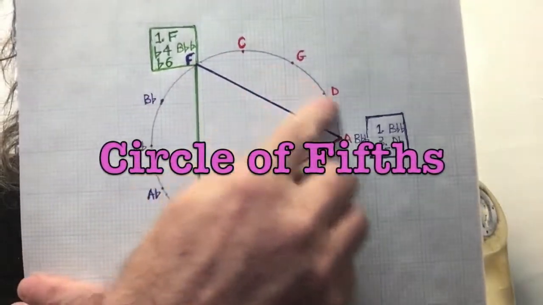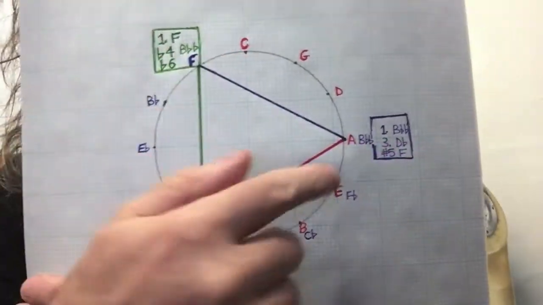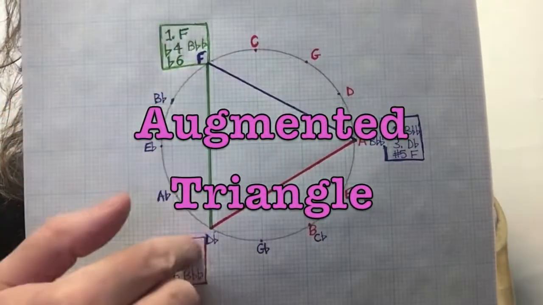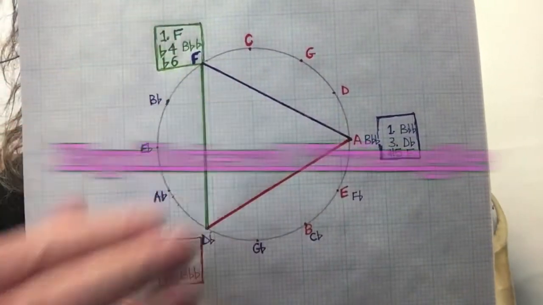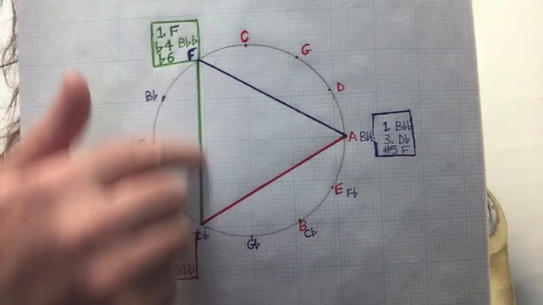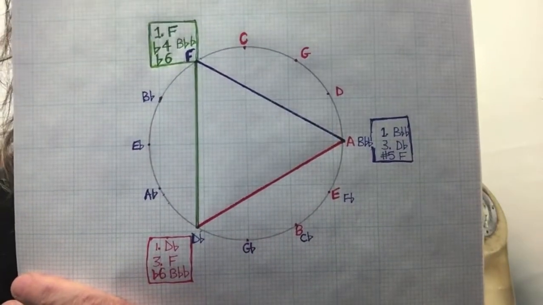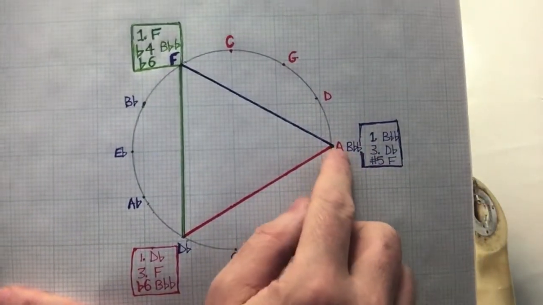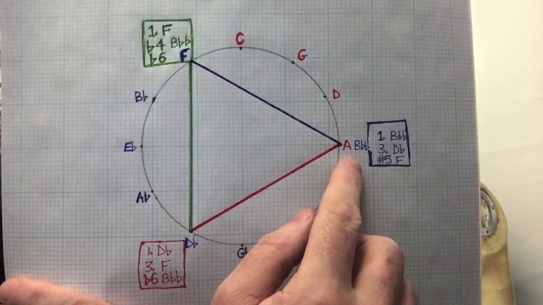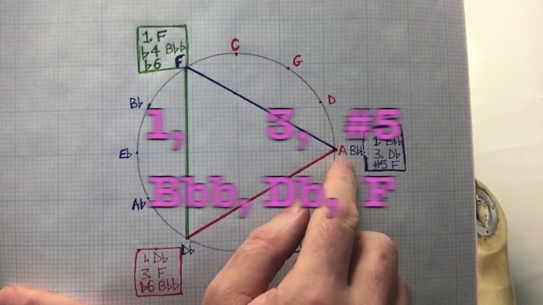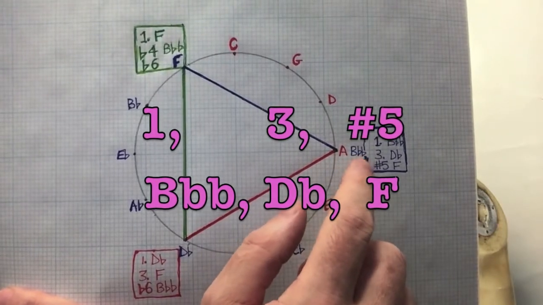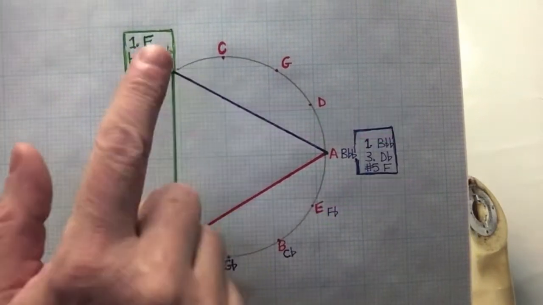Okay guys, so we've got the circle of fifths again, like before. We've got the augmented triangle within that, which is an equilateral triangle, which symbolises balance. Some people call it the Trinity. But let's just look at that. This is our point of reference. We know this is the augmented chord we're working from, B double flat. So it's got a root, which is B double flat. It's got a major third, which is D flat, and it's got a sharp 5, which is F.